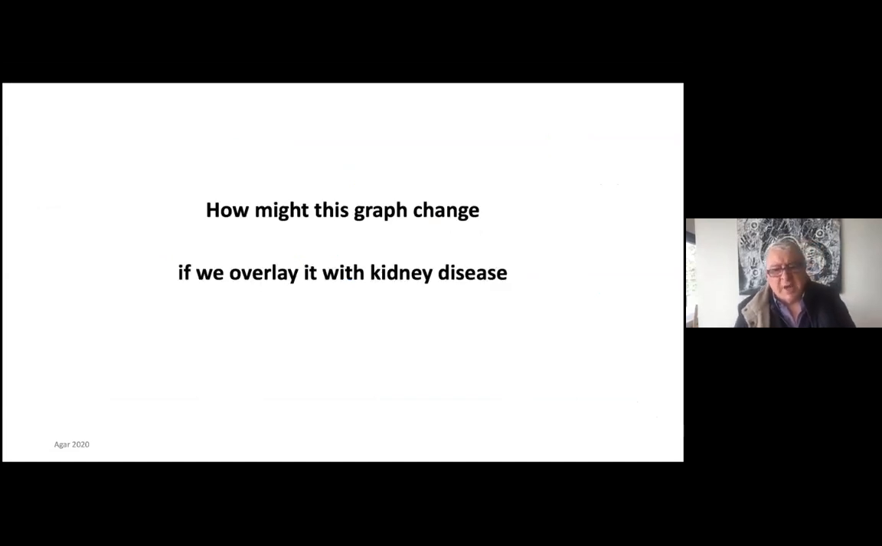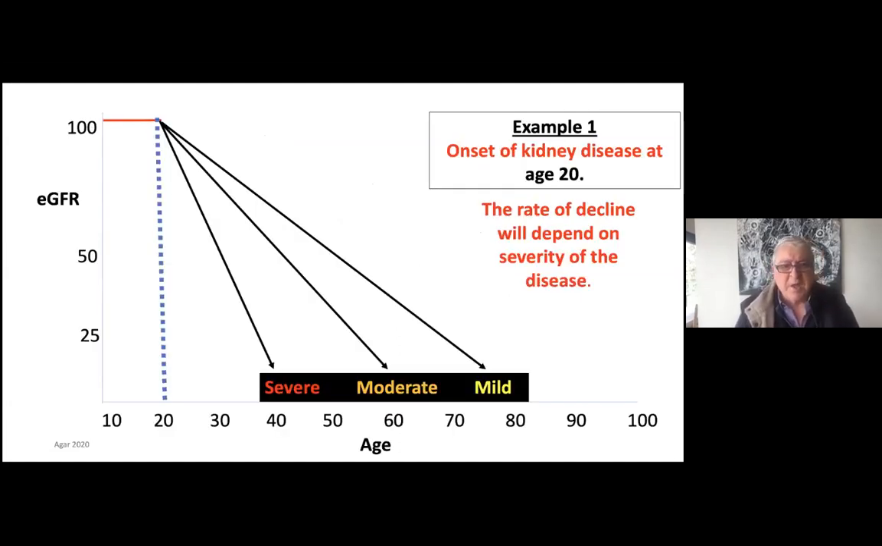But how might this graph change if we overlay it with kidney disease? So here we are. Let's say that somebody gets kidney disease. They develop IgA nephropathy, a type of glomerulonephritis or inflammatory disease of the kidneys, at about the age of 20. Now, if it's relatively mild, the normal decline in kidney function would be going down around about here somewhere.